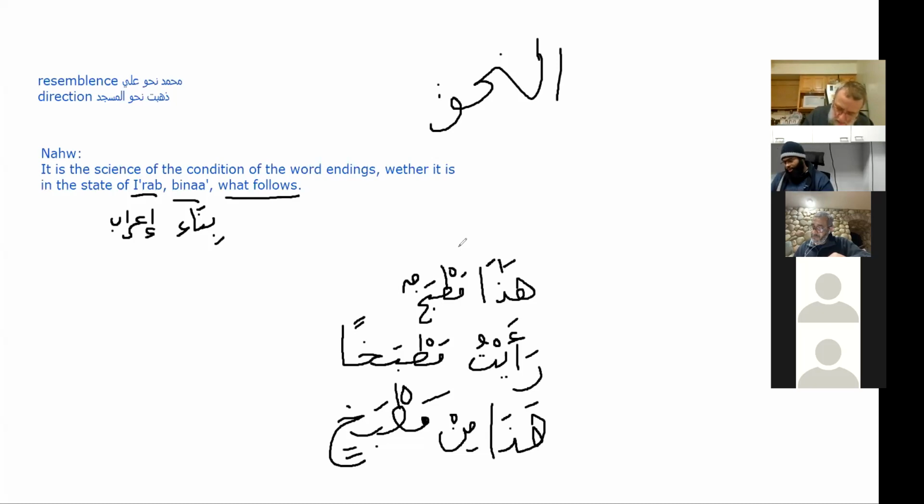All right, so let me ask you guys. When we say i'rab is to change the word endings, what is the opposite of changing the word endings? Remains the same. Not changing. Right, exactly. So the opposite of changing something is to keep it the same. So the opposite of i'rab is bina. These two are opposites.